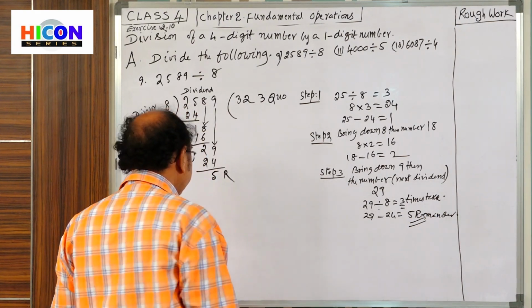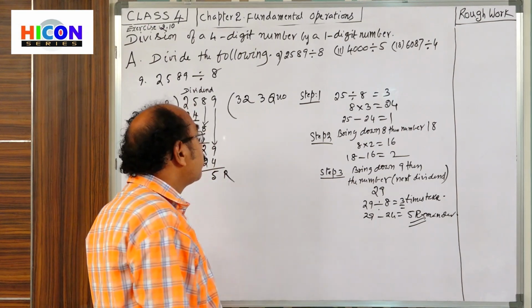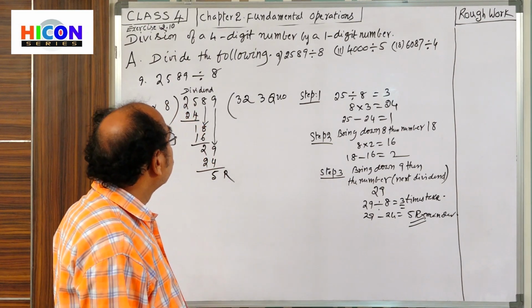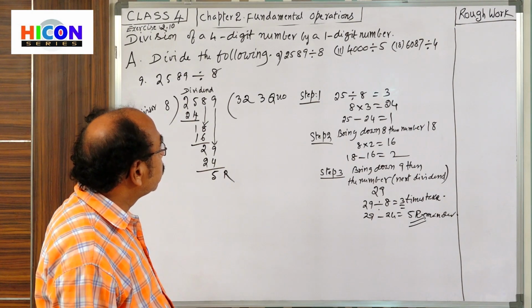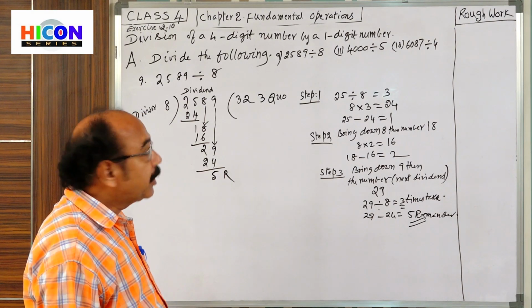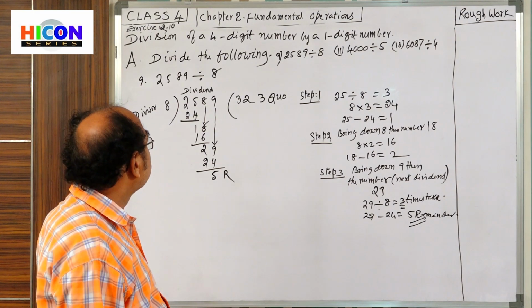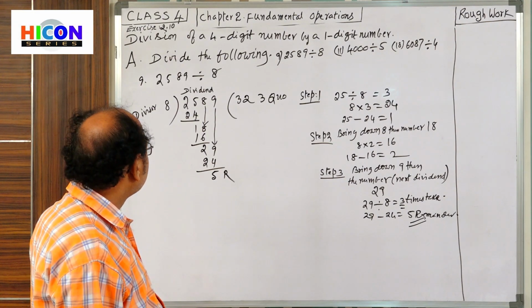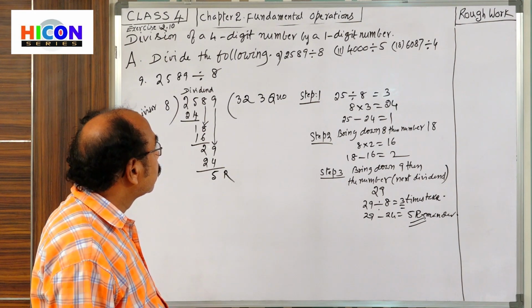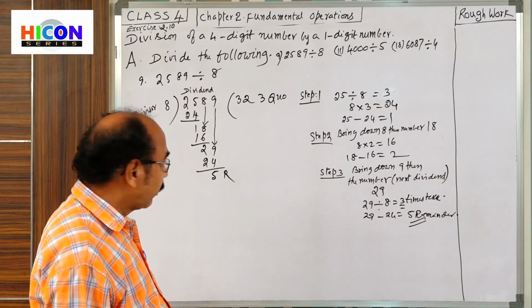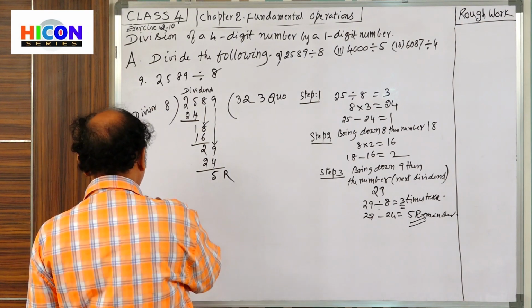Like this, we show the division by a single digit number. Here a 4-digit number is divided by a single digit number. Like this. Okay, children, now come to another question. What is that? 4,000 divided by 5.